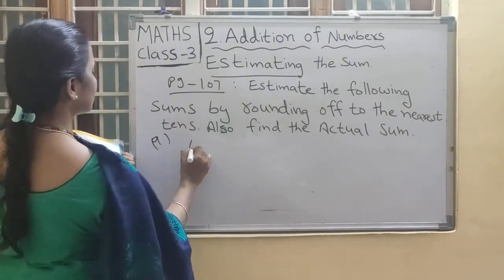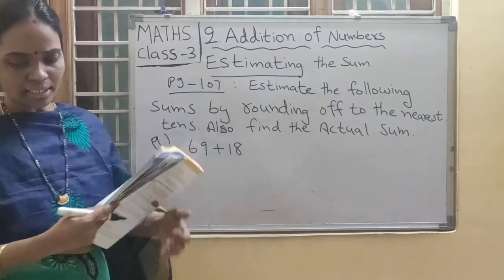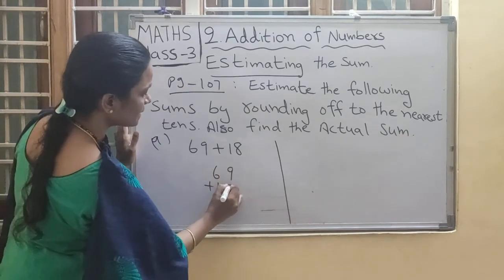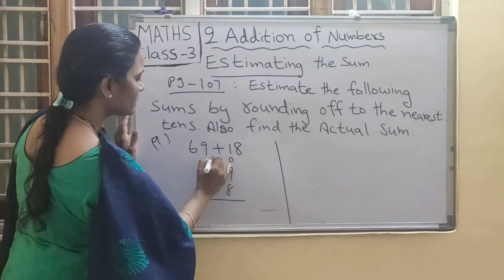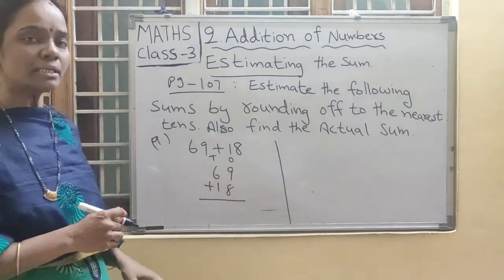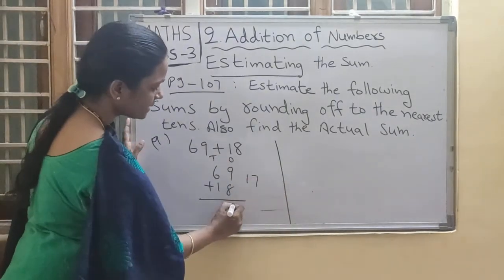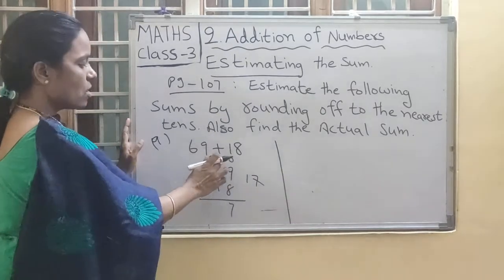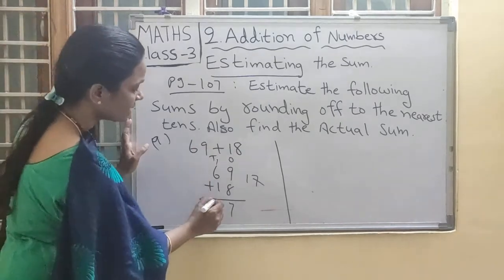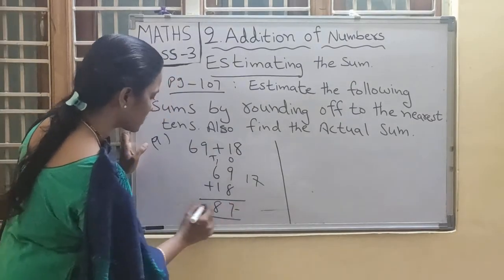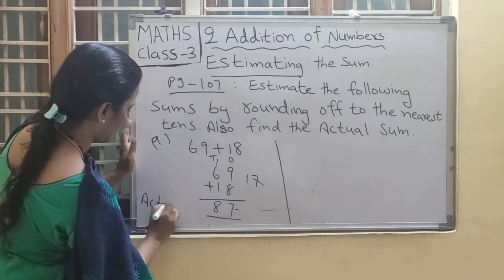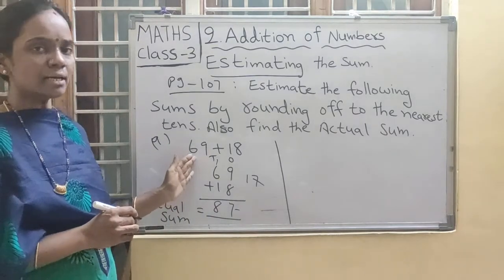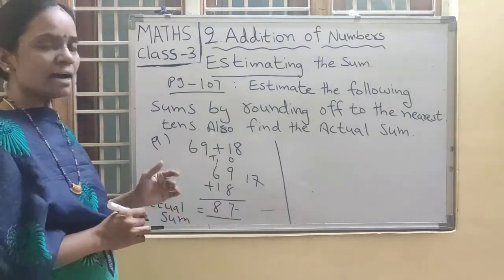So here I want to take the first one. What are the sums? 69 plus 18. Okay. First find out the actual sum. So write down the number 69 plus 18. Add these two numbers, children. 1's place, 10's place. 9 plus 8, how much, children? 17. So 7 write at 1's place. 1 is the carry over, forwarded to the tens place. 1 plus 6, how much, children? 7. 7 plus 1 is 8. 87 is the actual sum. Whatever numbers they gave, with that only we did the addition.